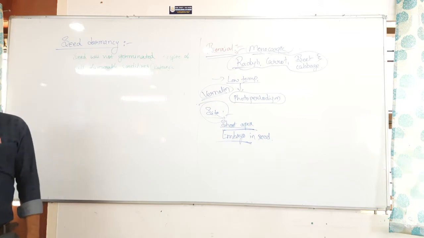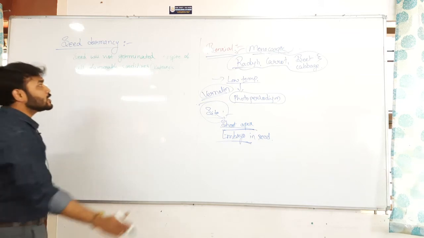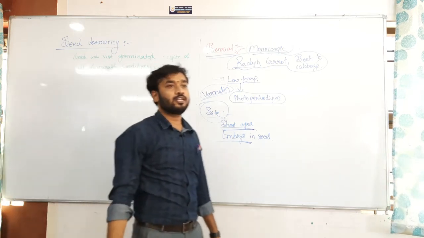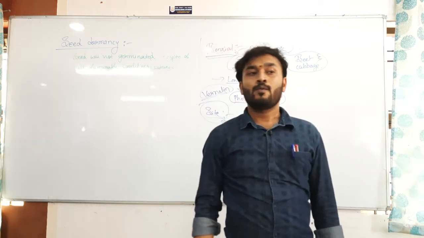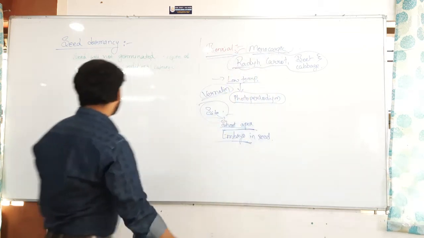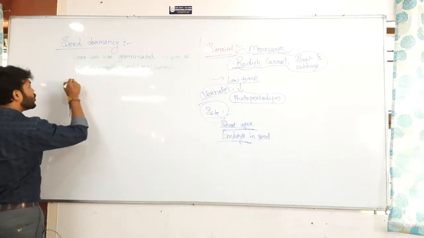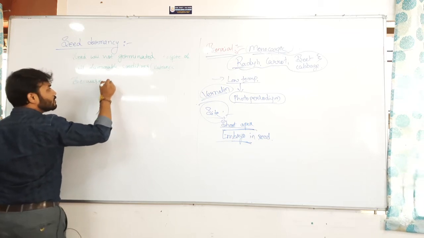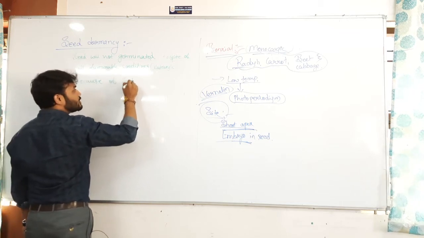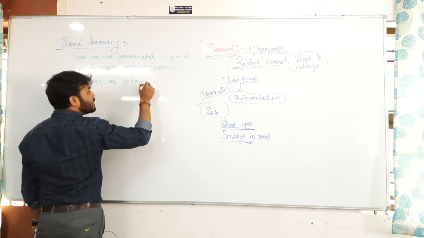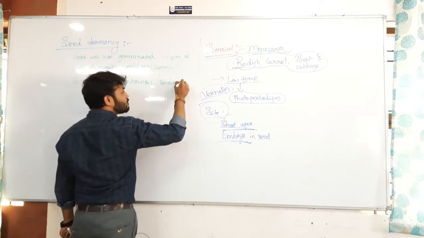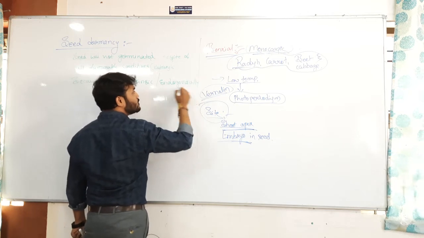The seed will not germinate in spite of the presence of all the favorable conditions like light, temperature, humidity, oxygen. Why? Because the seed remains in a dormant stage due to intrinsic factors. That is what they have mentioned as endogenous. Endo refers to inside, genous refers to synthesis. They are endogenously affected.